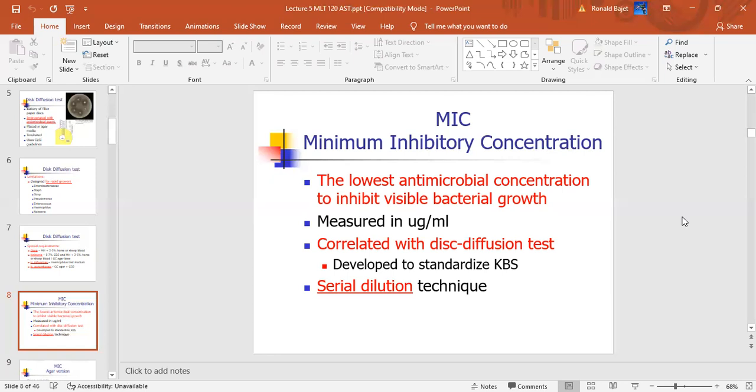Okay, you all get that. Okay, that's MIC. So I'm going to be talking about the MBC later. That's MIC. If you have any questions, let me know. Okay.